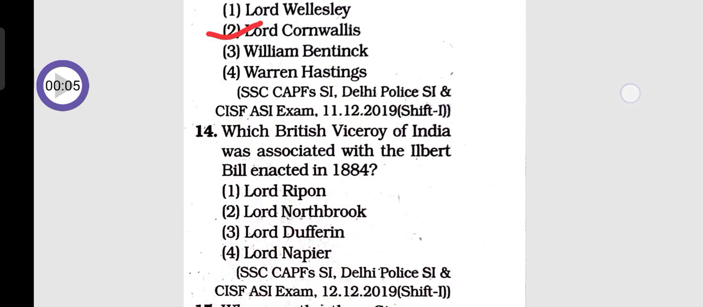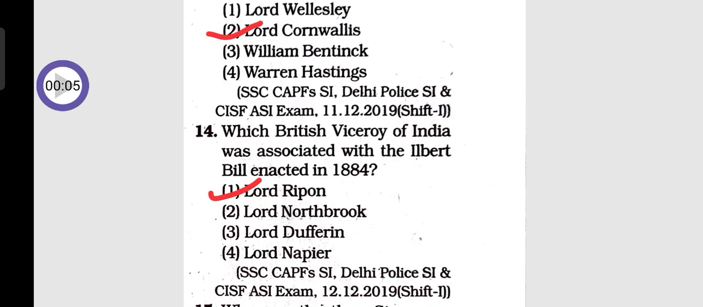Question number 14. Which British Viceroy of India was associated with the Ilbert Bill enacted in 1884? Option 1, Lord Ripon. Option 2, Lord Northbrook. Option 3, Lord Dufferin. Option 4, Lord Napier. So the answer is option 1, Lord Ripon.